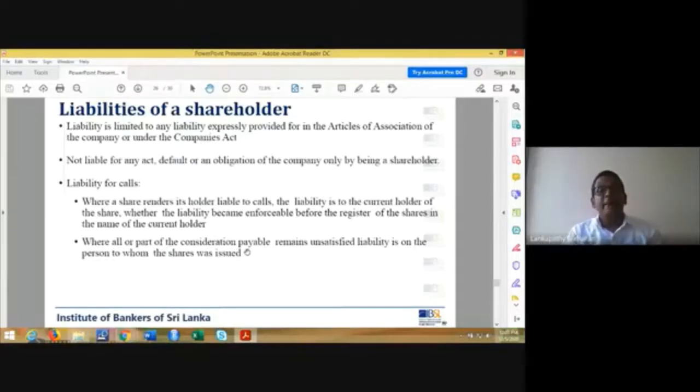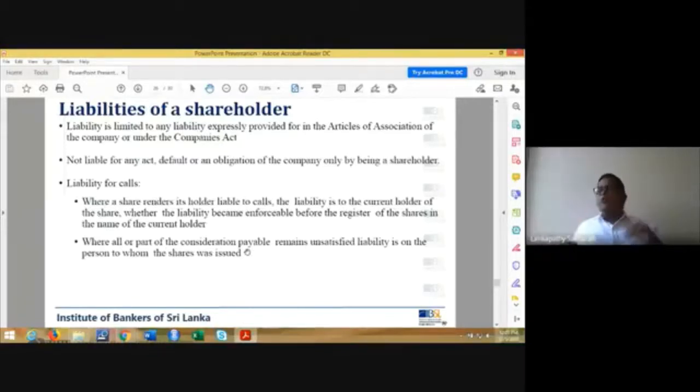Okay, the liability is limited. So the shareholder's liability is limited to any liability expressly provided for in the articles of association or the Companies Act. That is the amount, the liability of a shareholder, and not liability for any act or default or obligation of the company only by being a shareholder. For example, if a company defaults or is doing some wrong things, then this shareholder will not be liable only by being a shareholder.